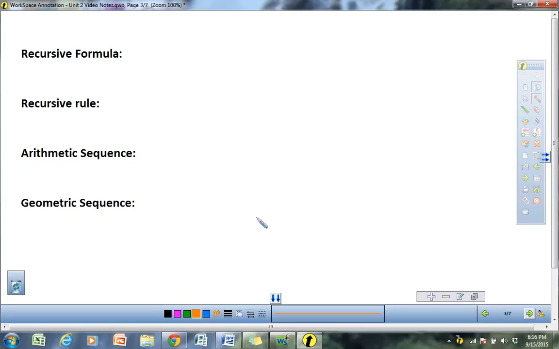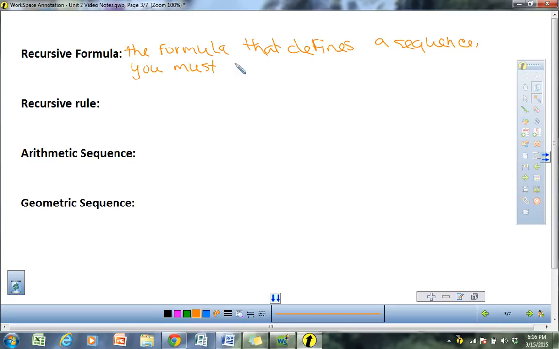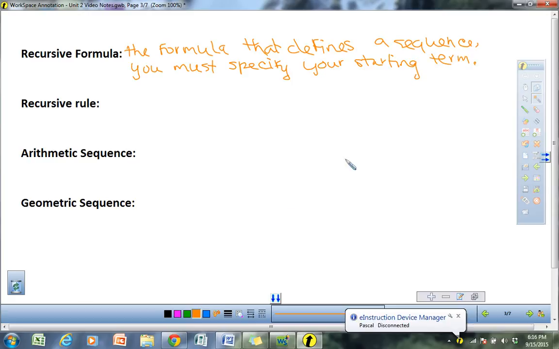Alright. Recursive formula. So a recursive formula is the formula that defines a sequence, and you must specify your starting term. And I'm going to explain what I mean about that in a little bit.